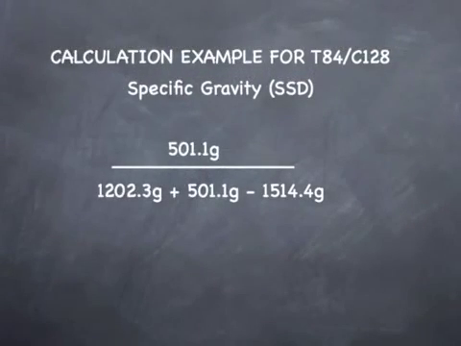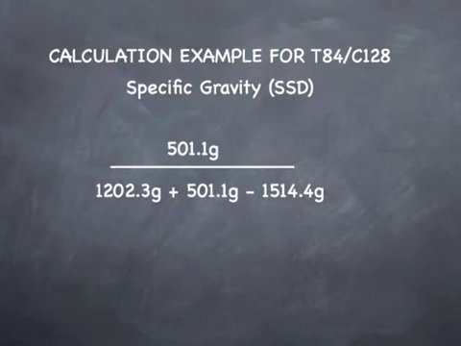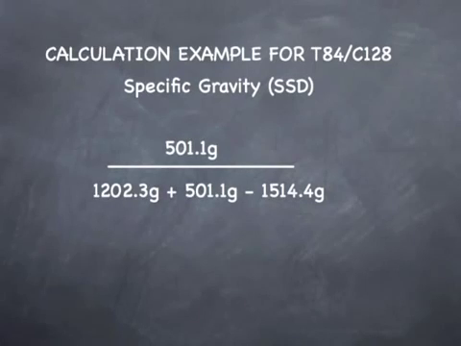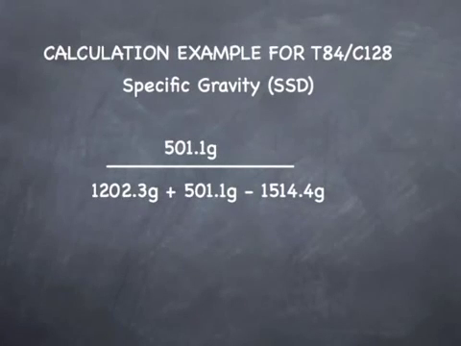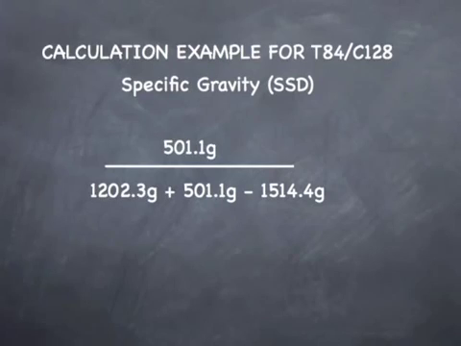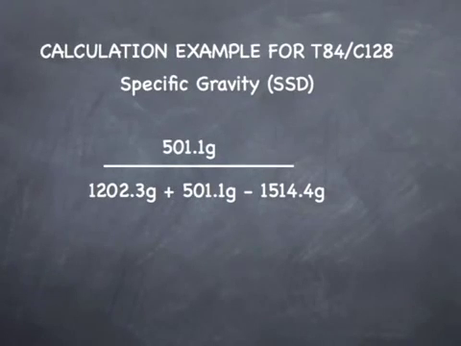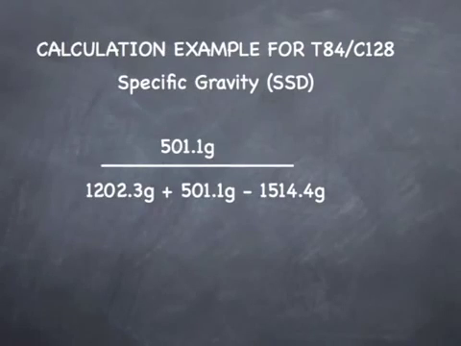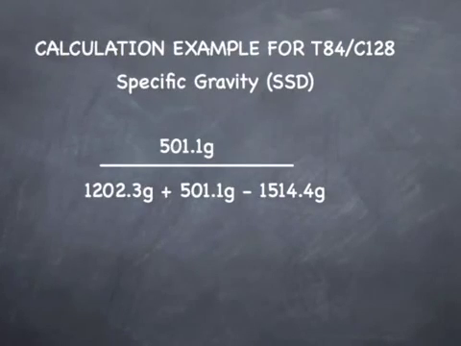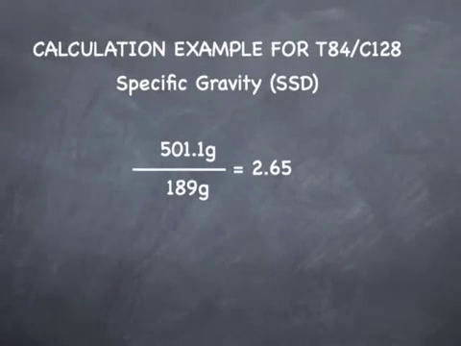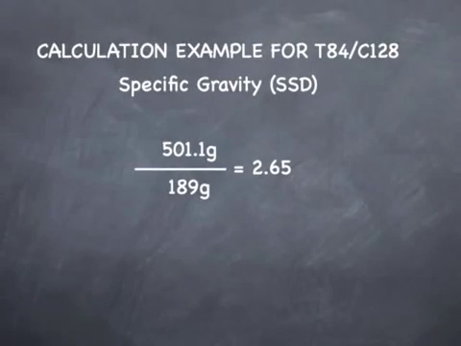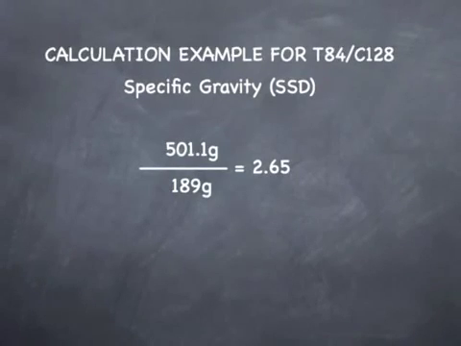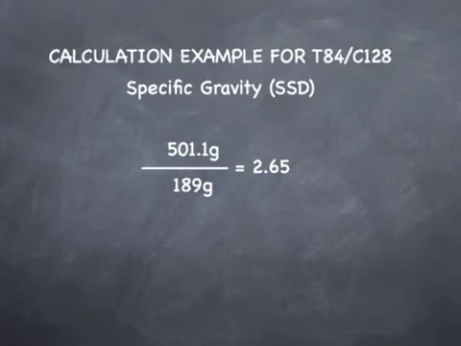So if we simply plug in our numbers, our calculation should read 501.1 grams divided by 1,202.3 grams plus 501.1 grams minus 1,514.4 grams. And this should give us 501.1 grams divided by 189 grams for a specific gravity of 2.65.